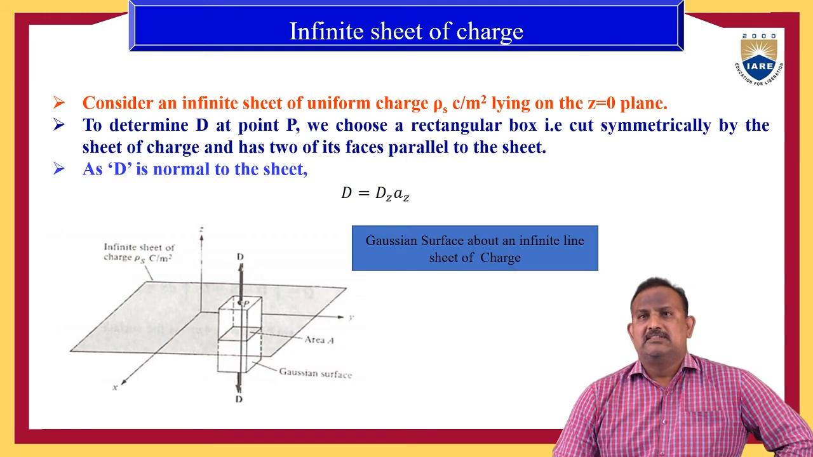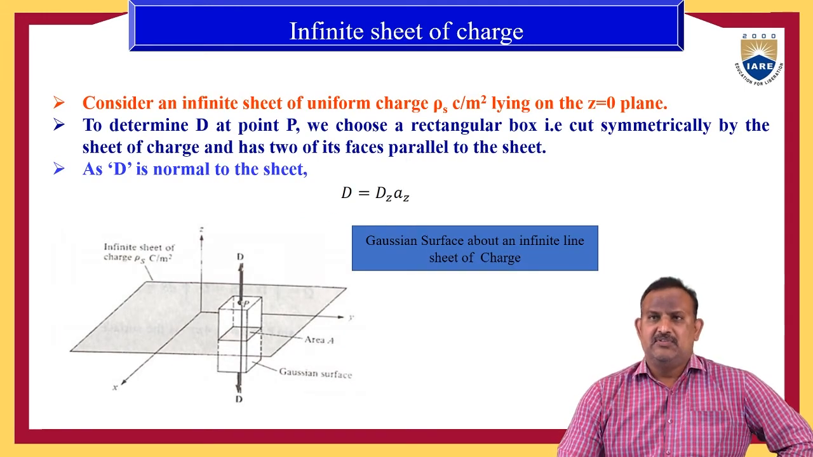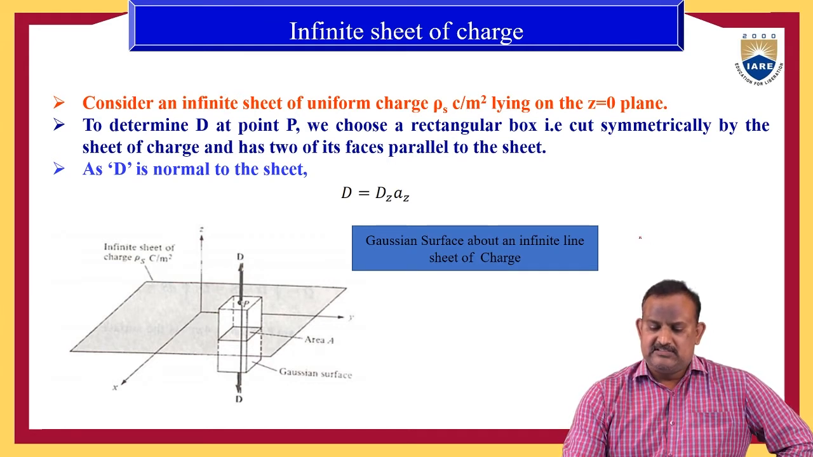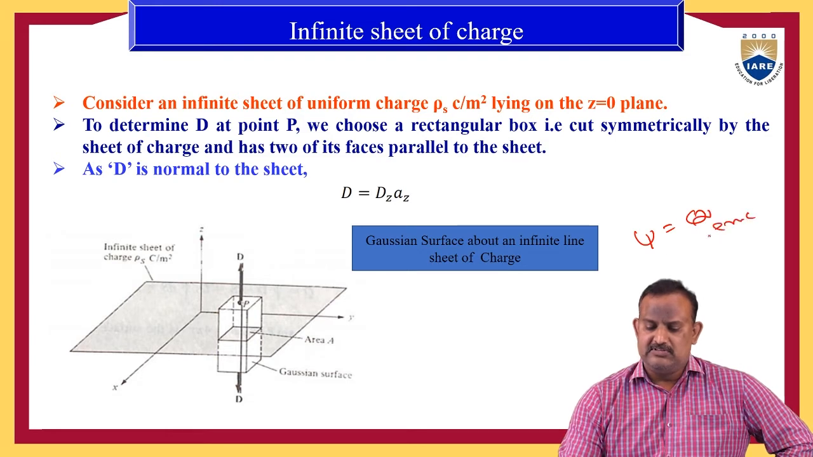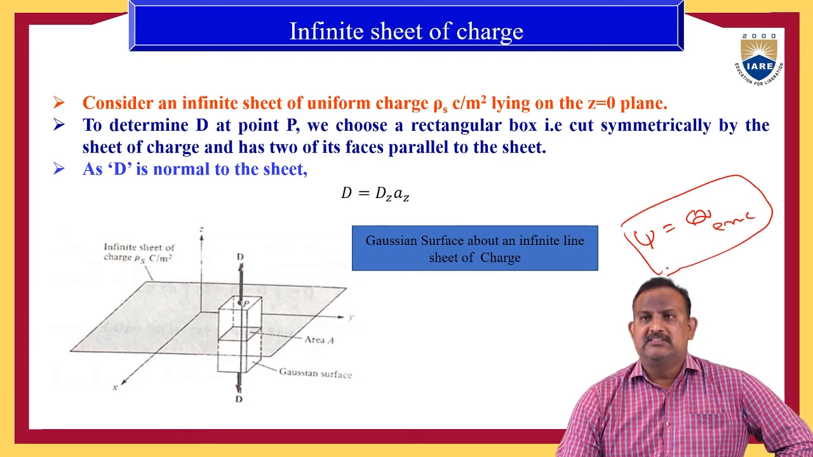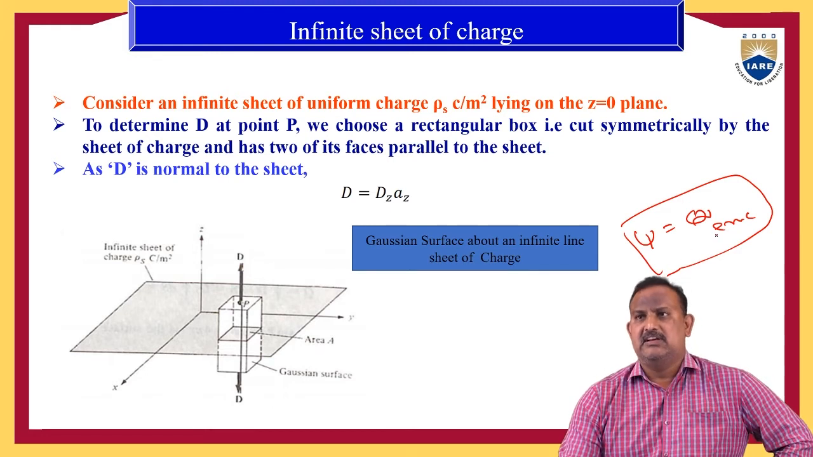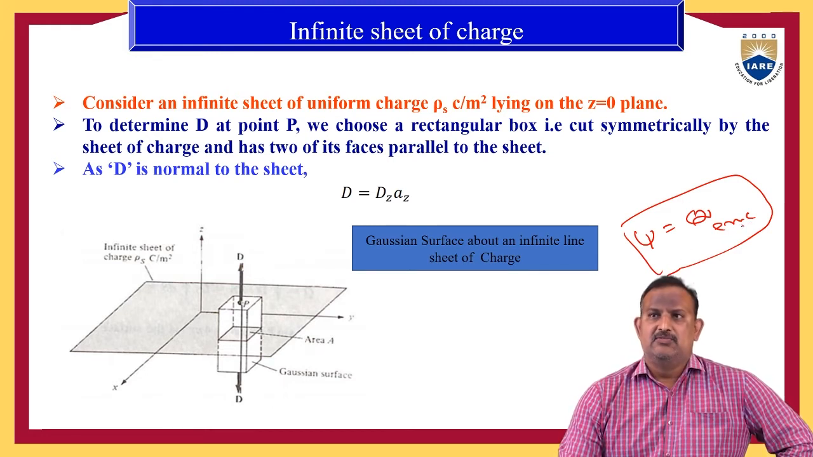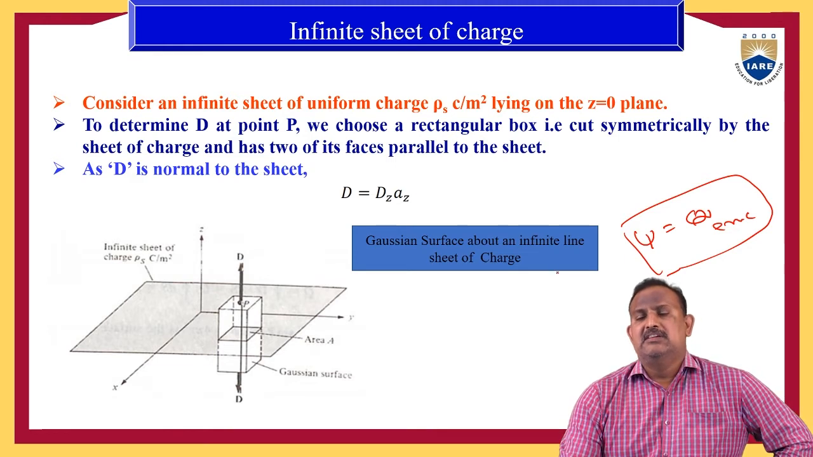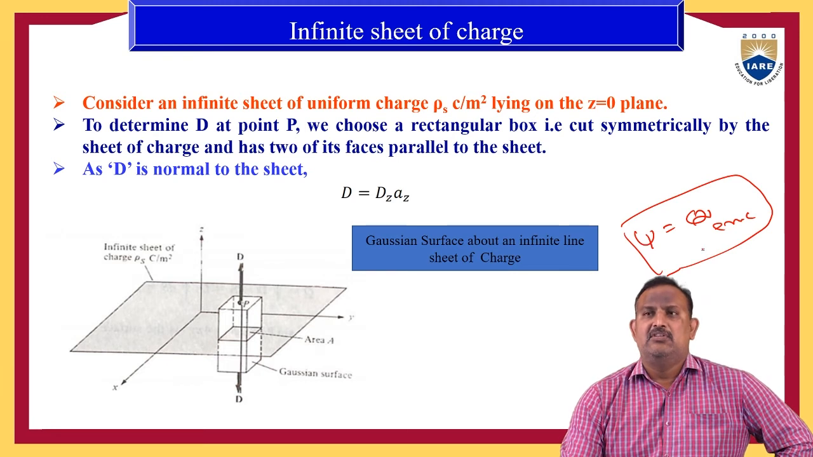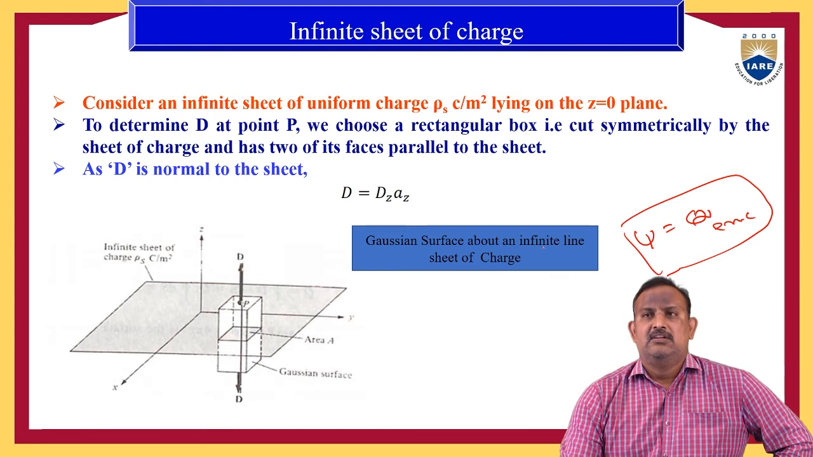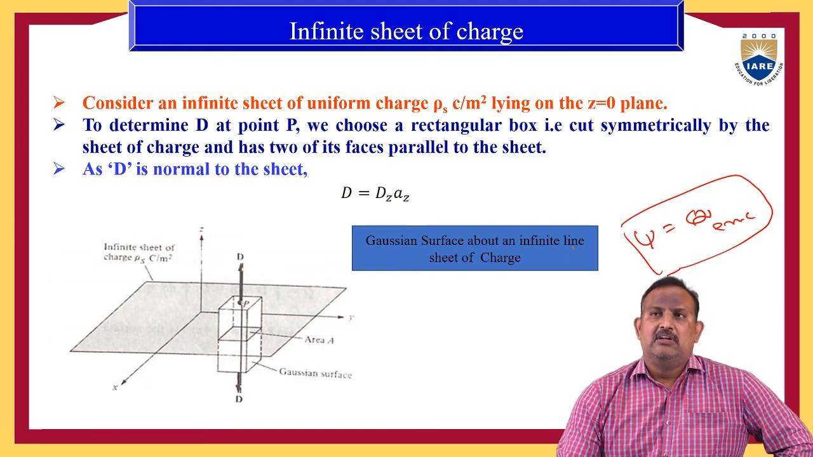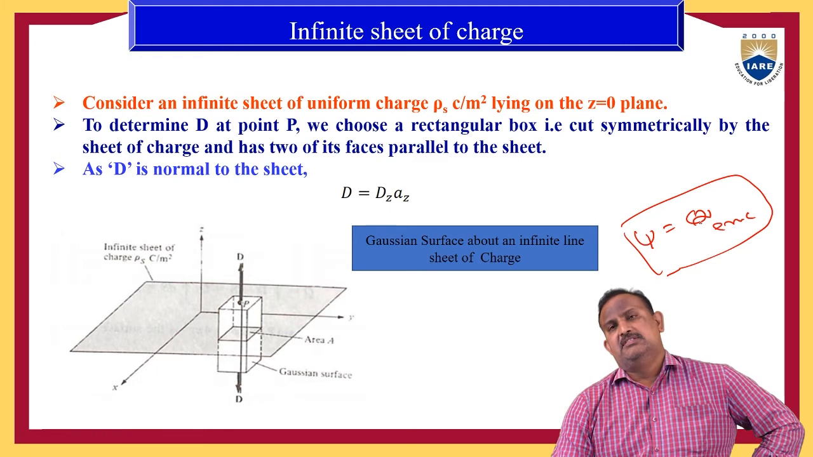So here we know that Gauss law states that, for any closed surface, the flux psi is equal to the charge enclosed in the closed surface. We apply the same Gauss law to a point charge, line charge, surface charge, and volume charge. In the previous video, we already discussed the application of Gauss law to point charge and line charge. Now we are going to discuss the application of Gauss law to sheet charge or surface charge.